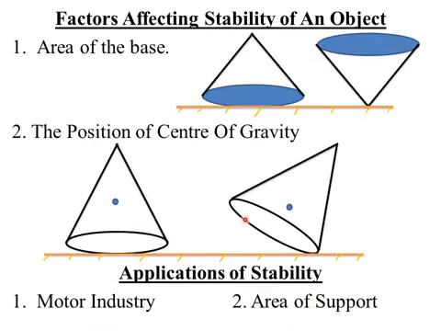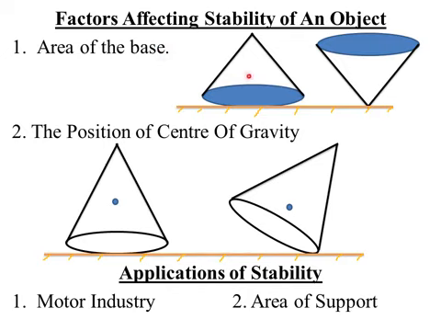Next, we look at the factors affecting the stability of an object. We have two main factors affecting the stability of an object. One is the area of the base and two is the position of center of gravity. Now the question is, how does the area of the base affect the stability of an object? If the base area is large, then the line through the center of gravity of the body remains within the base, even if the body is tilted through a very large angle.